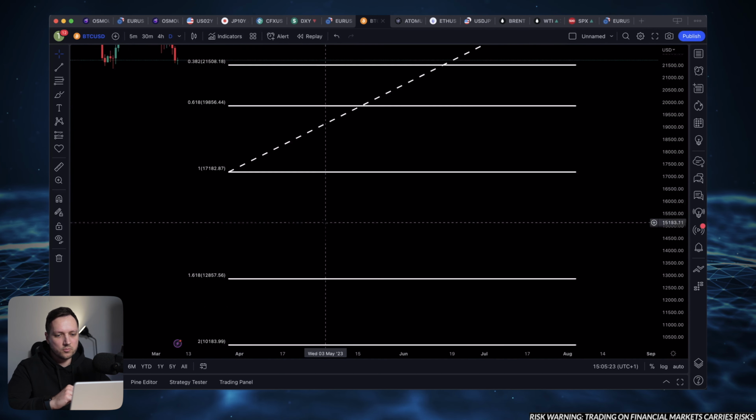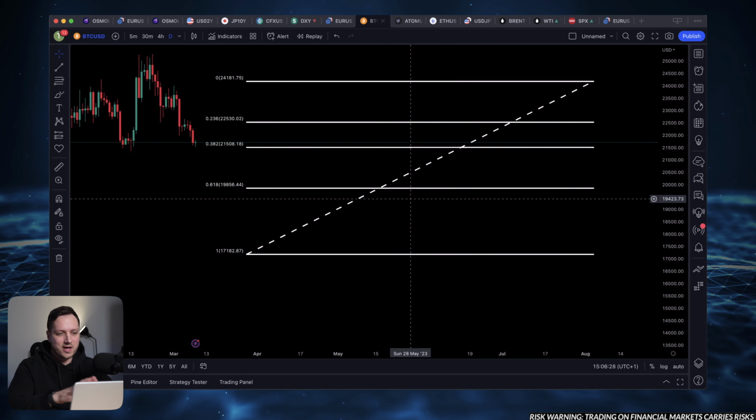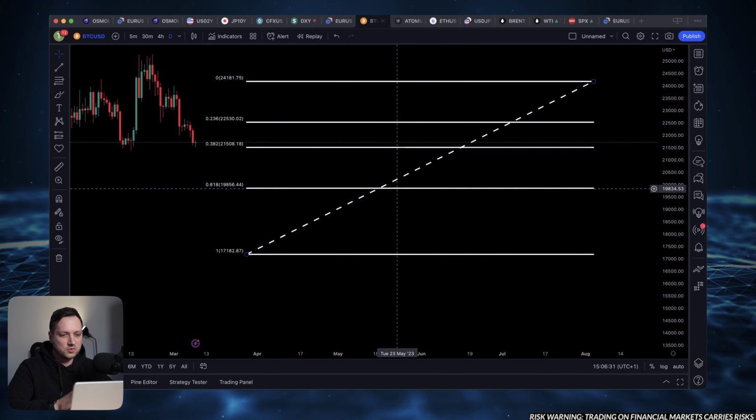We move further, we have 1.618. So basically it is 1 plus 0.618. Simple. So these are the basics which you should know, how the base naked tool looks like.